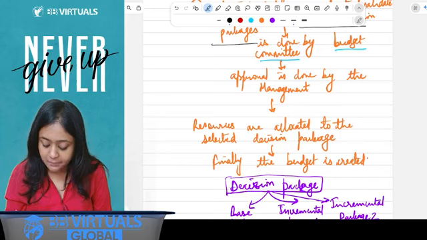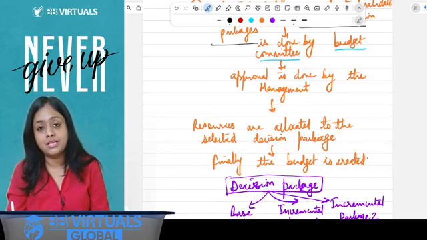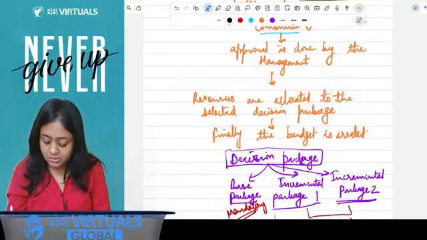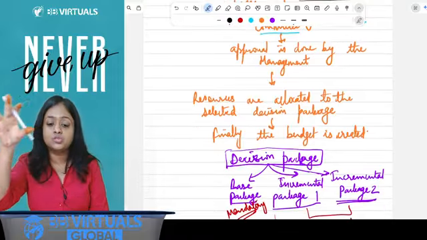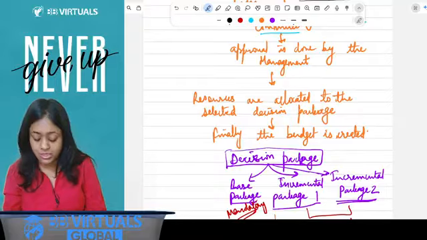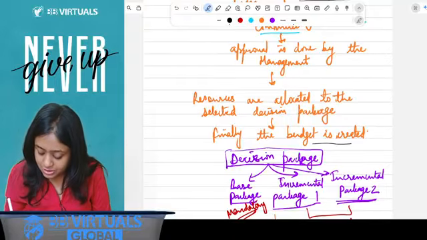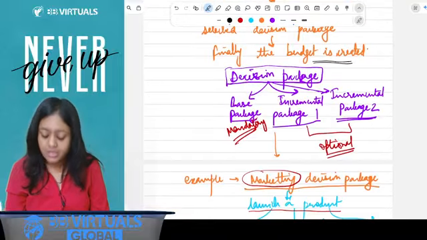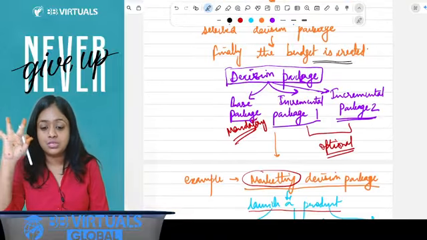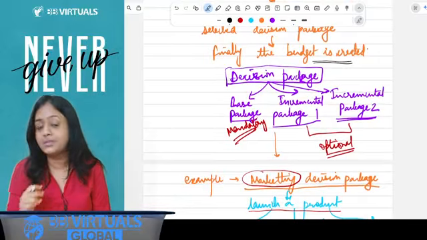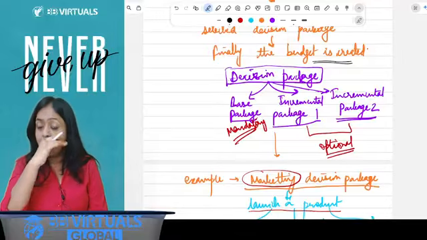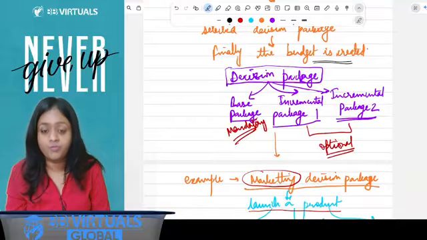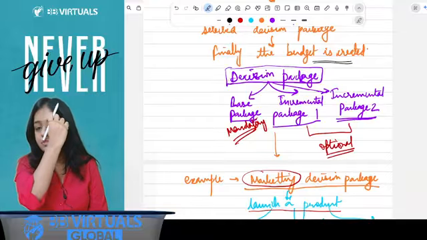Generally, it is done by the budget committee and approval is given by the management. Resources are then allocated to the chosen alternative or to the chosen expense. Finally, the decision is created. Generally, a decision package will include 3 pointers: a base package, which is a mandatory point, any other incremental packages like 1, 2, and we choose the alternative.